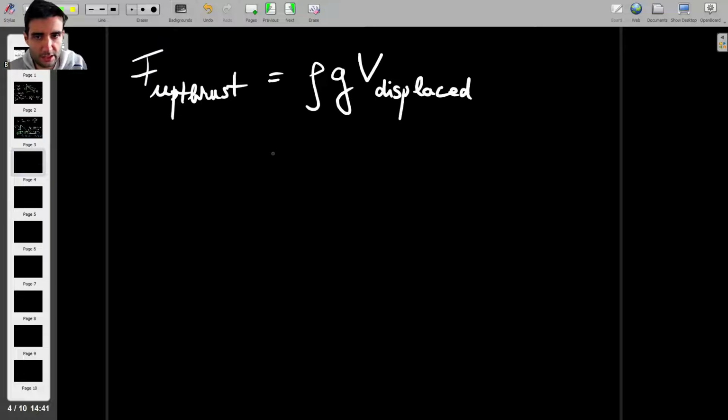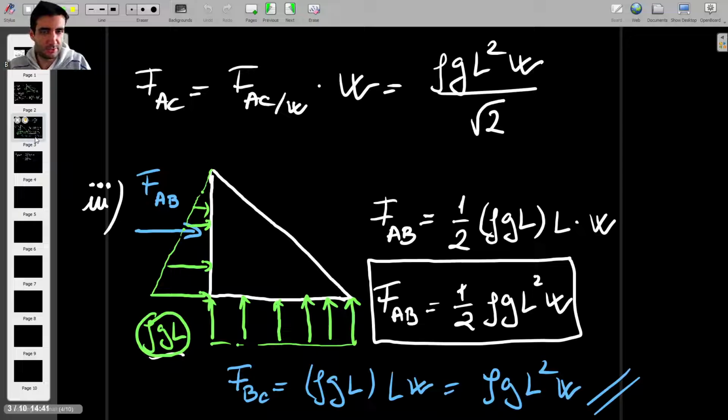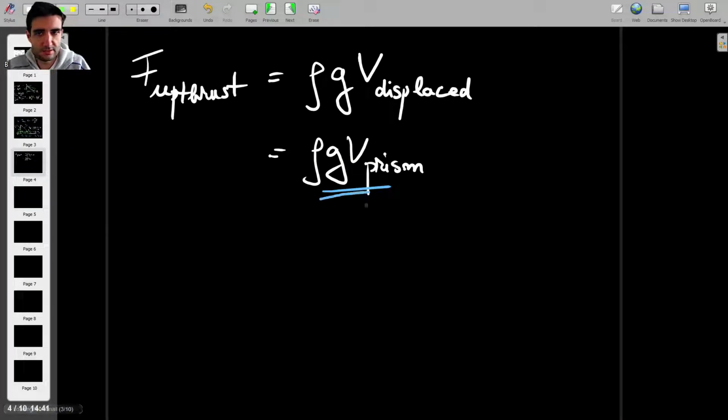Okay, so in our case, the volume of the displaced fluid is the volume of the prism, because the entire prism is submerged, so the entire prism is responsible for displacing the water. So if Archimedes' principle holds, what this means is that all the forces combined, which is FAB, FAC, and FBC, added up together, should give us this upthrust value rho g times V prism.